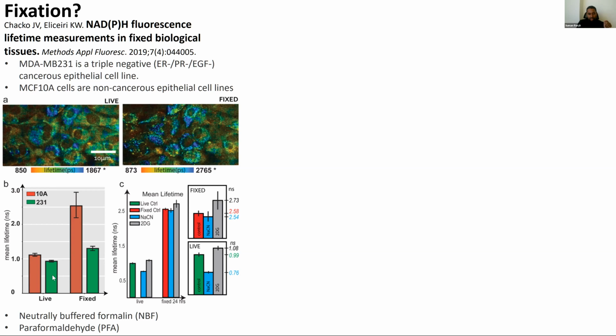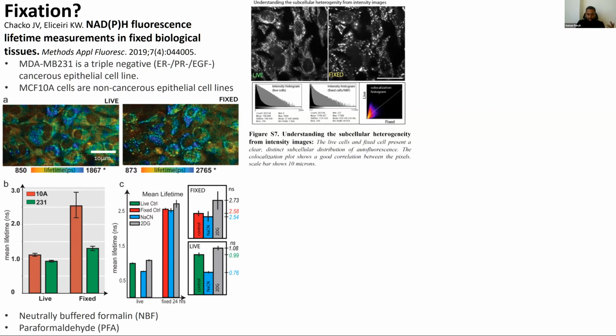You see a decrease in 231 in the average lifetime. In live tissue, live cells, you see the same in fixed cells. And the mean lifetime, the behavior of that in terms of sodium cyanide and 2-deoxyglucose, the metabolic pathway changes in the things that we talked about, you actually see exactly same behavior as in live and fixed cell qualitatively. So you can still use this on a fixed sample with paraformaldehyde or PFA. And this is looking at tissues. This is the cells and live and fixed.